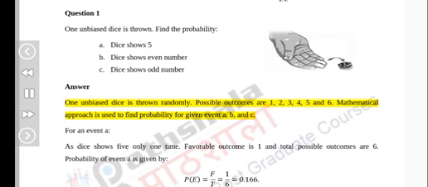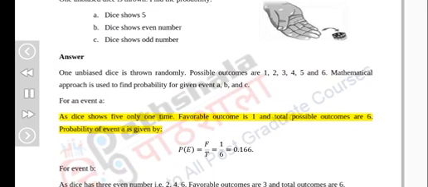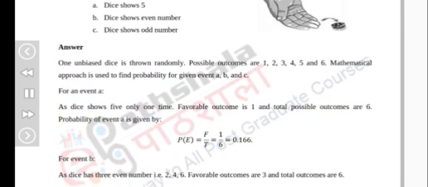A mathematical approach is used to find the probability for given events A, B, and C. For event A, as the dice shows 5 only one time, the favorable outcome is 1 and total possible outcomes are 6. Probability of event A is given by P(E) equals F over T, equals 1 over 6, equals 0.166.